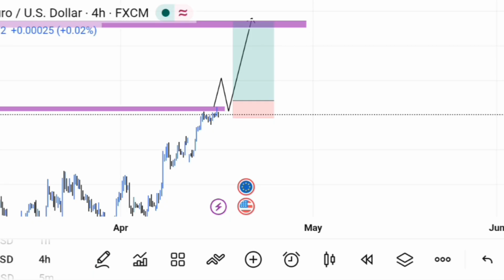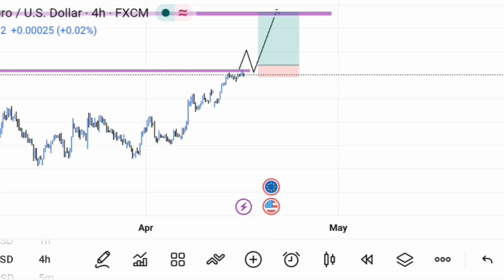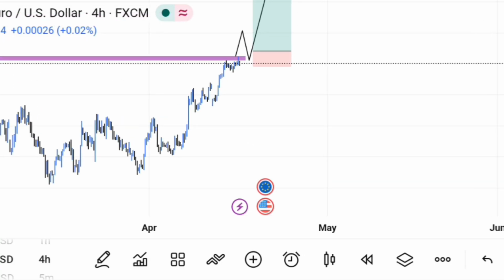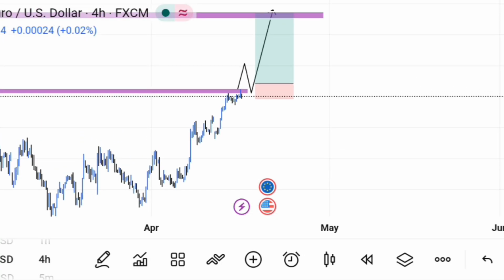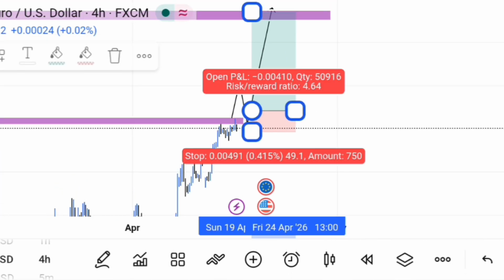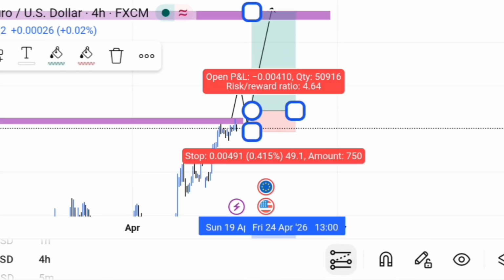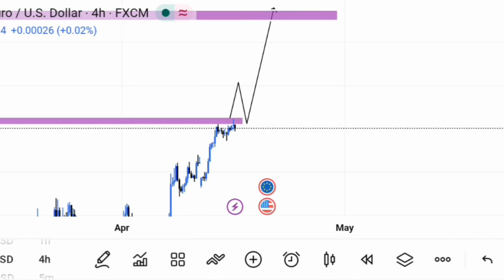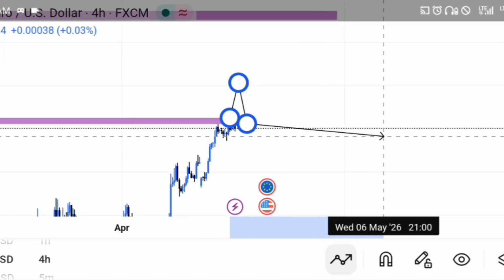As you can see, that's how you trade. Simple. Your chart doesn't need to be messy. No need of drawing different lines or something. You can see I just drew only two lines, which means we are good to go.